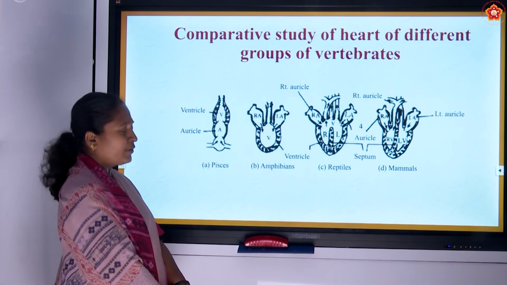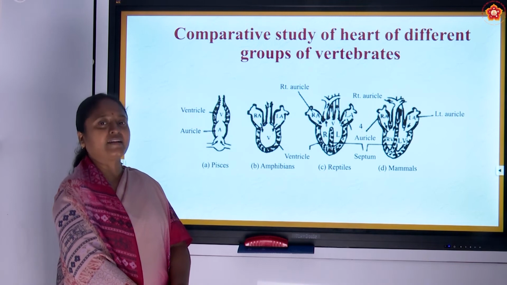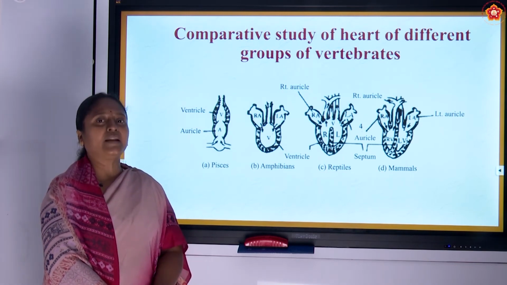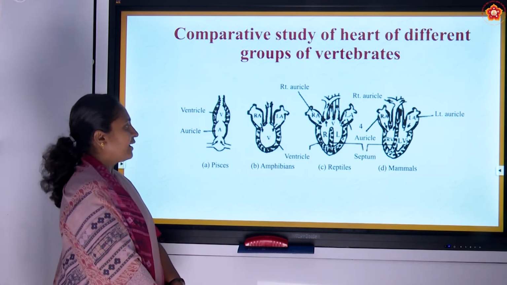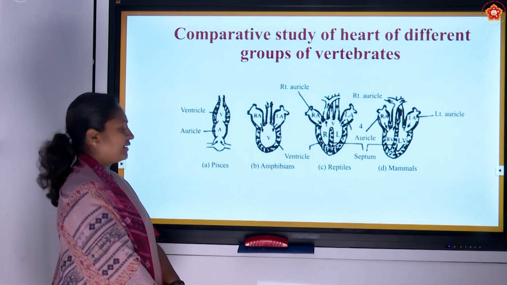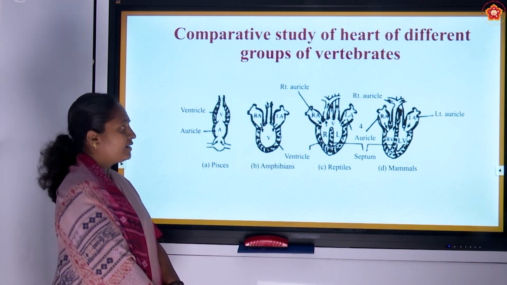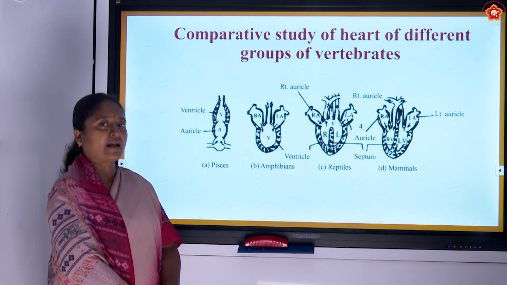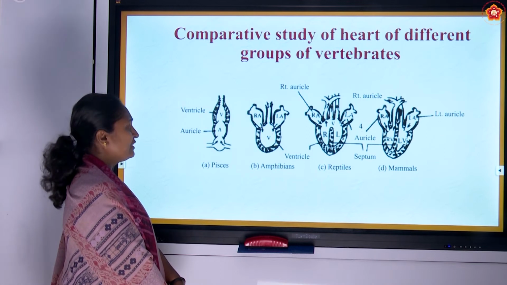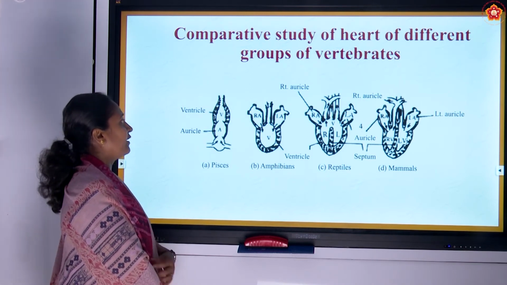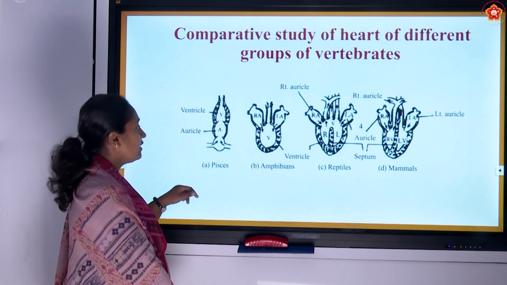When we are in the embryonic stage, we can see a similar kind of architecture start, and it keeps gradually accumulating changes and becomes more complex. Here different examples were given: fishes, then amphibians, reptiles and mammals. This is according to the classification. The fish has only a two chambered heart. You can see one ventricle and one auricle present in the organism.